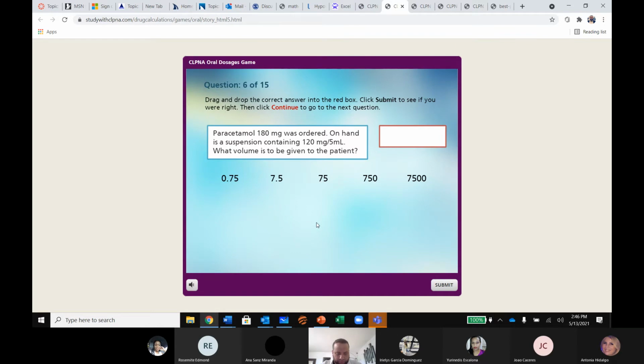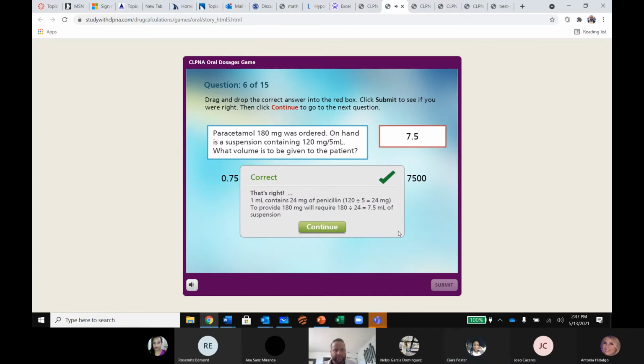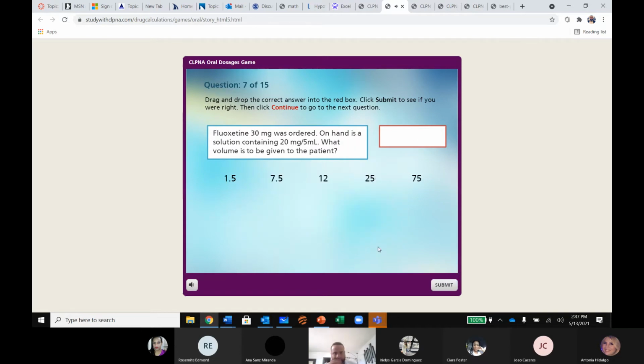7.5. Not sure. 7.5 because you multiply 180 milligrams times 5 and divide it by 120. Perfect. Okay, 1 ml contains 25 ml of penicillin. It's exactly the same. Go ahead. Next problem.